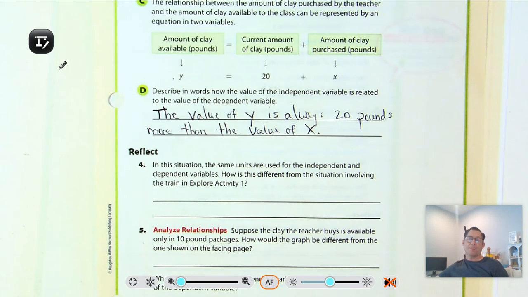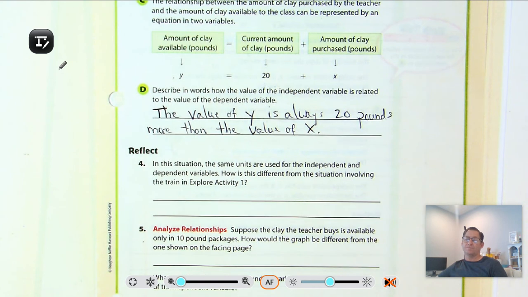All right. So four, in this situation, the same units are used for the independent and dependent variables. How is this different from the situation involving the train? Well, in the train, they use distance and miles, right?